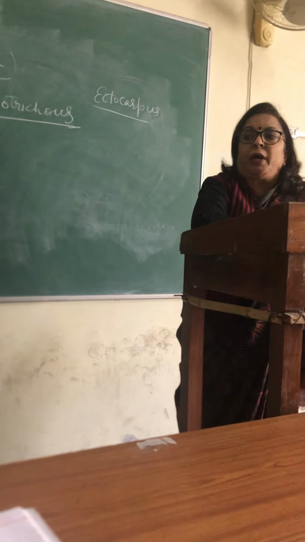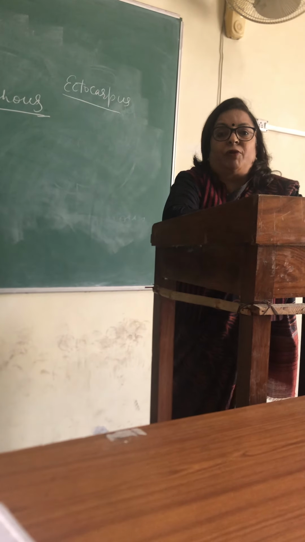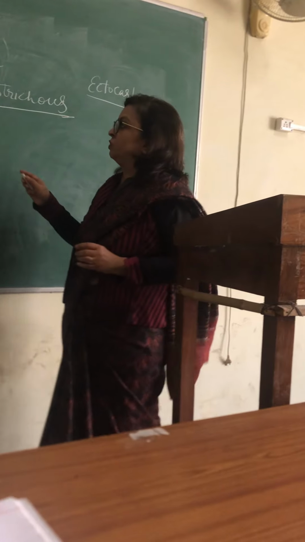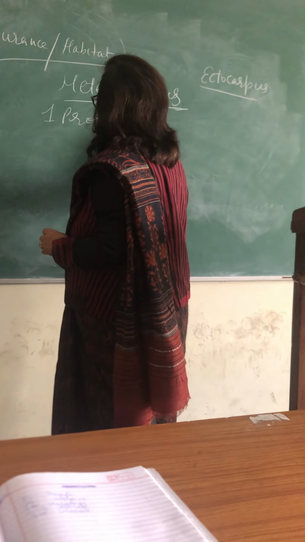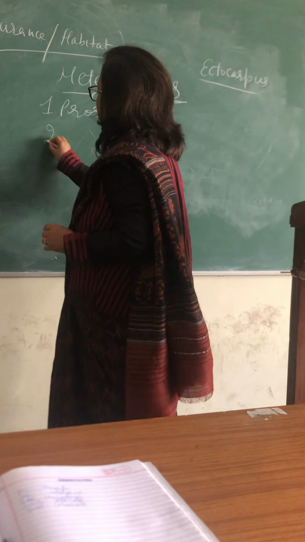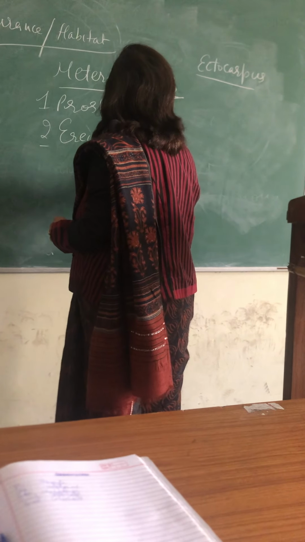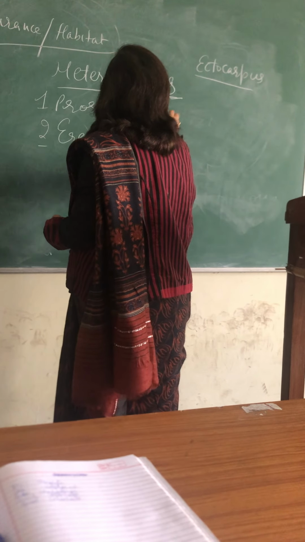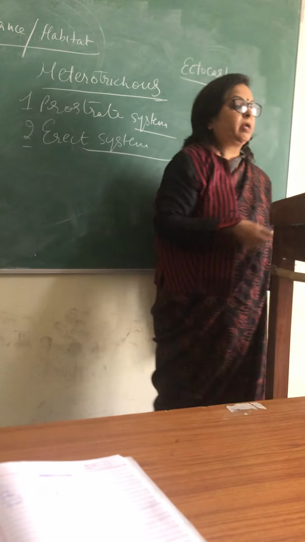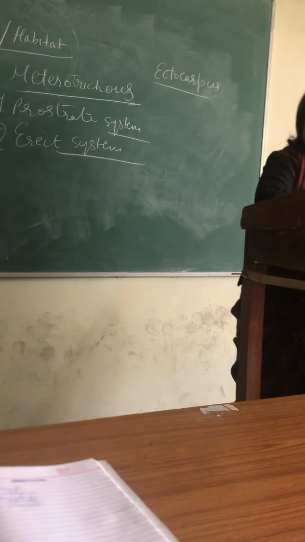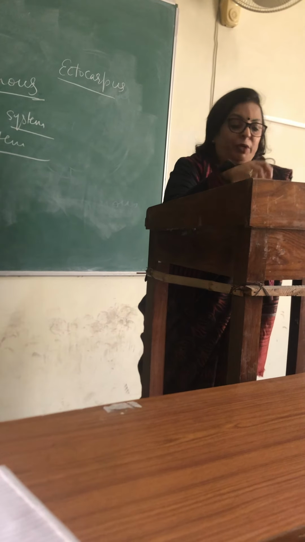These two plants show us the heterotrichous nature of the thallus. Now what do we mean by heterotrichous nature? That means there are two types of filaments. They form two systems. One is the prostrate system and second is the erect system. So when this type of arrangement is present in the thalli, that is known as the heterotrichous thallus. The two kinds of filaments are forming the two systems.